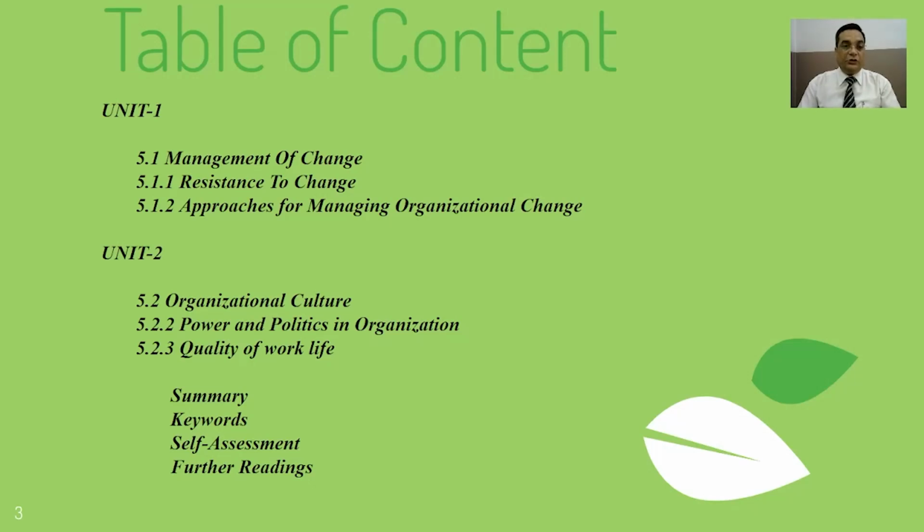In Unit 2, we try to understand organizational culture, power and politics in the organization. What are the kinds of politics? What kind of power? And what is the definition of power and politics? We will interpret this. Last but not least, quality of work-life balance. Here we talk about many examples of work-life balance and advice for improving quality of work. At the end of the lecture, we summarize keywords, summary, questions, and doubt clearing.